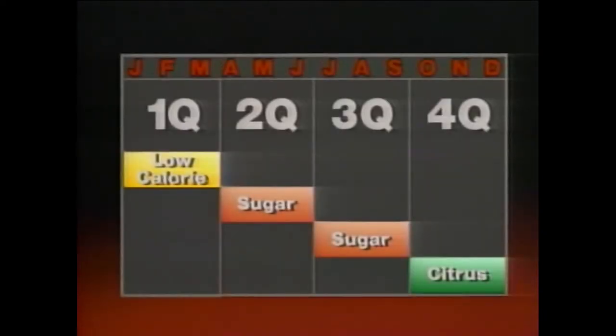So, with uniformity of marketing elements, we need to discuss groups of brands and time periods or emphasis periods. Following the lead of many bottlers, we have focused on quarterly emphasis periods. The first quarter emphasis is on low-cal brands. Second and third quarter emphasis is on the sugar brands. And fourth quarter will be the citrus emphasis period.